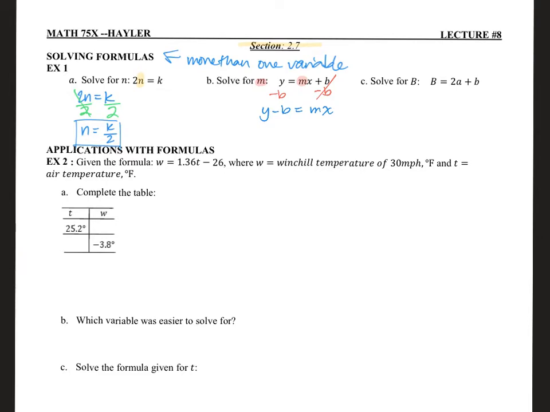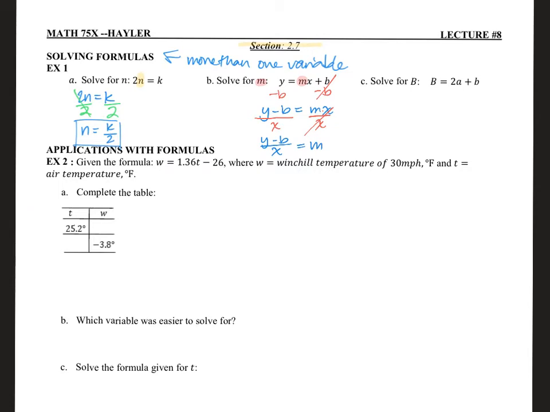Next thing to do is m still has that x being multiplied to it. So how do I undo multiplication? Division. Divide both sides by x. And notice I'm going to divide this whole y minus b by x. That whole thing. And the x's cancel. And I'm left with y minus b divided by x equals m.